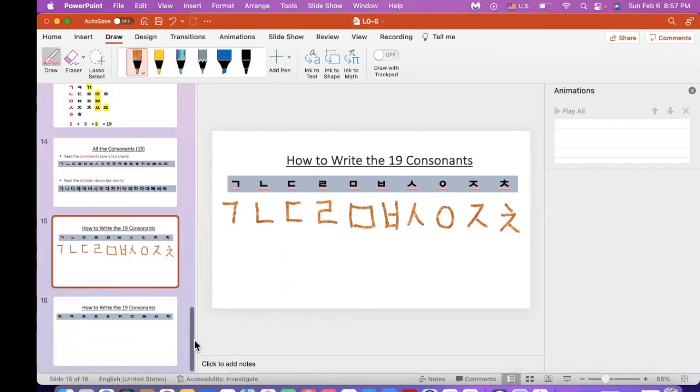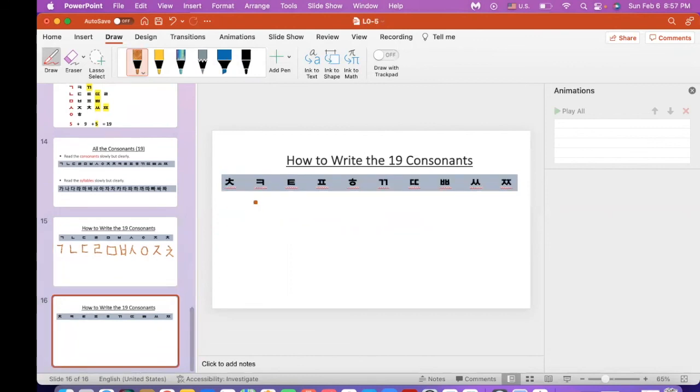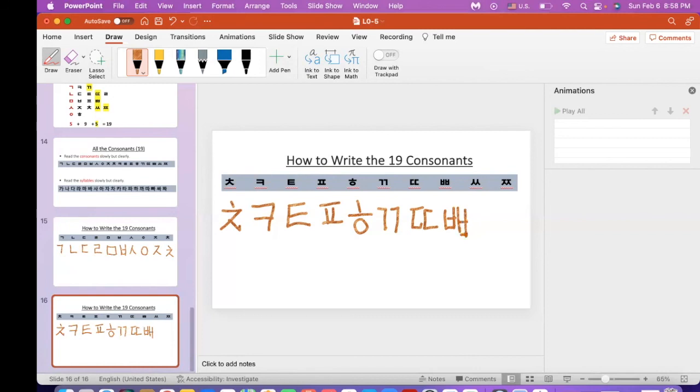Okay, and then for 츠, I'll write down one more time, 츠, and then 크, 트, 프, 흐, 끄, 뜨, 뿌, 스, 쯔. Okay, I just finished writing the 19 consonants.